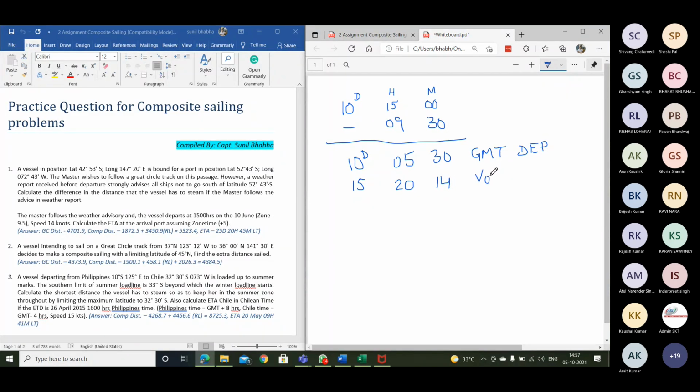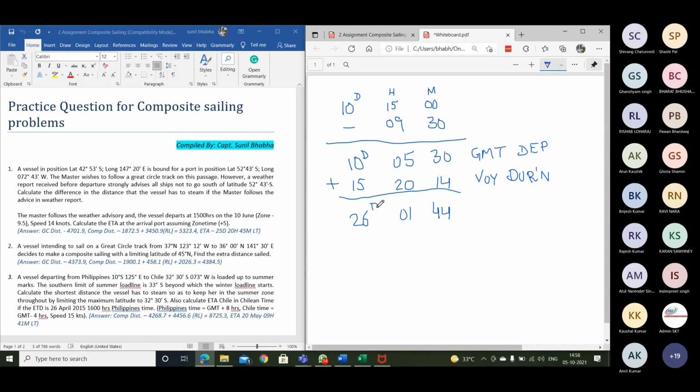So let's write it here. This is our voyage duration. Excuse my handwriting, that's with a mouse. So I'm going to just add this voyage duration to the GMT of departure. So this gives me 44 minutes, 01 hours, and 26th day.